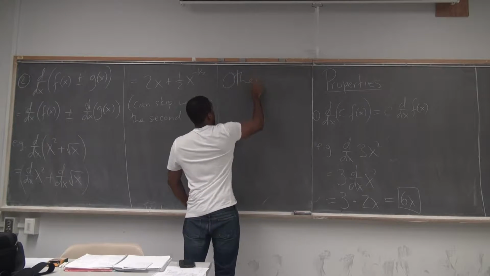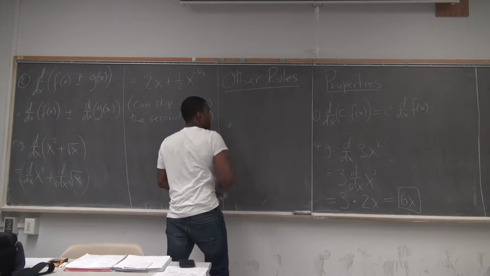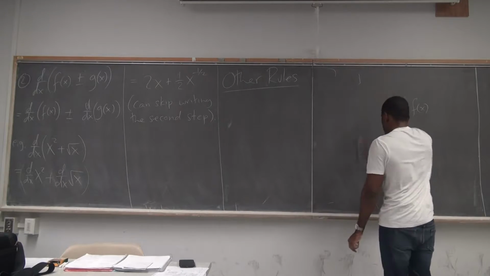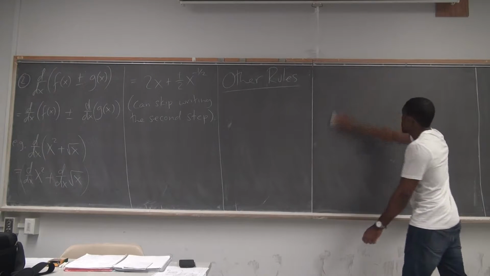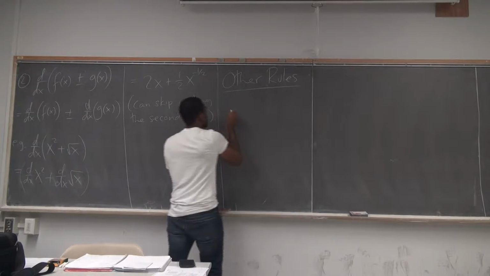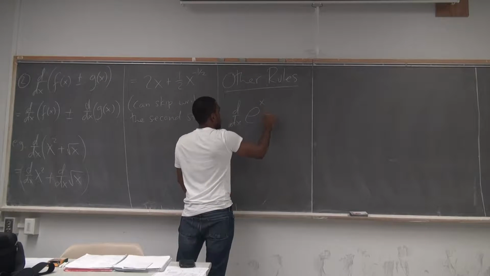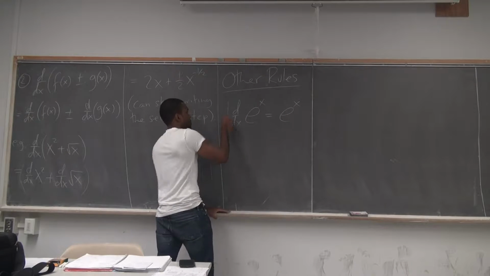Some other important rules. I mentioned this a long time ago when I introduced the exponential function e to the x. So now I'm just going to remind you. The derivative of e to the x is itself, e to the x.